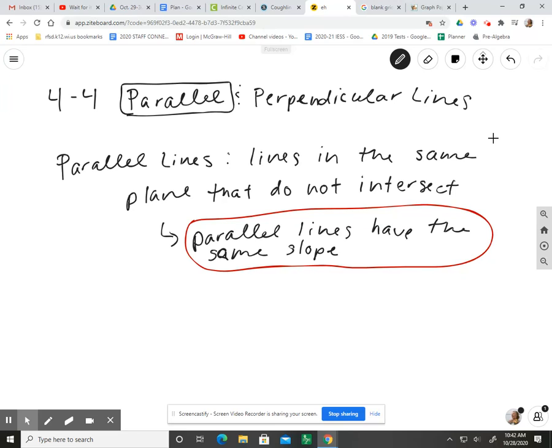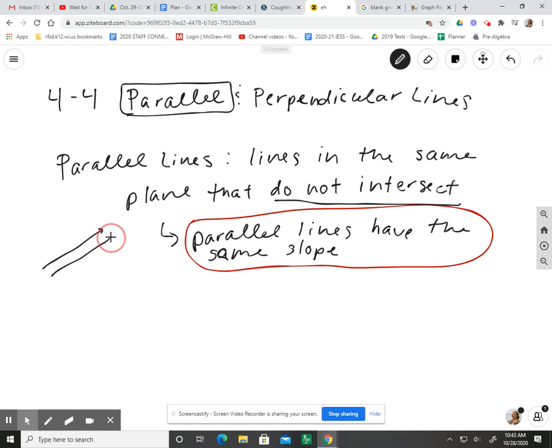We're going to talk about 4, which is parallel and perpendicular lines. We're talking about the first half, so we're just looking at parallel lines. Parallel lines are lines in the same plane, so that means they're all on the same flat surface, that do not intersect. This is the big part about parallel lines: they do not intersect. They can run right next to each other and never touch, ever, at all.